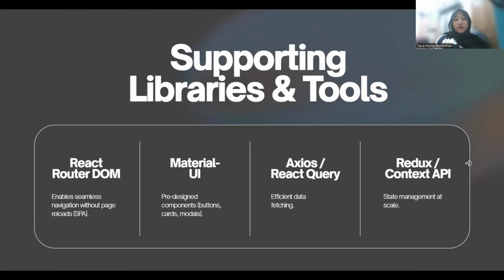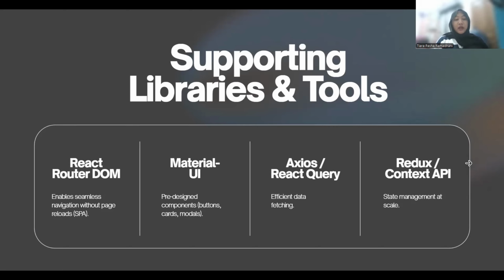While React is powerful on its own, its true strength comes from the ecosystem that surrounds it. Think about React as the engine, and these libraries as the specialized tools that help you build complete applications. React Router. React Router is essential for building single-page applications. It handles navigation without full-page reloads. When you click a link, only the necessary parts of the page update, and this makes the app feel fast and native-like.